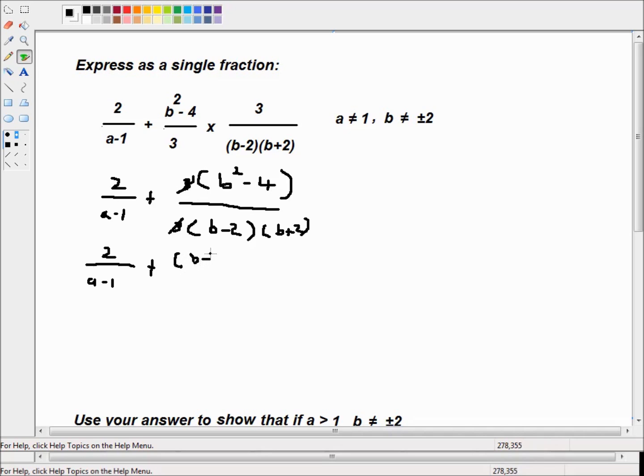So that's b minus 2 into b plus 2 all over b minus 2, b plus 2. And then b minus 2 cancels with the b minus 2, and the b plus 2 cancels with the b plus 2, leaving us with just 1. So this is equal to 2 over a minus 1 plus 1.